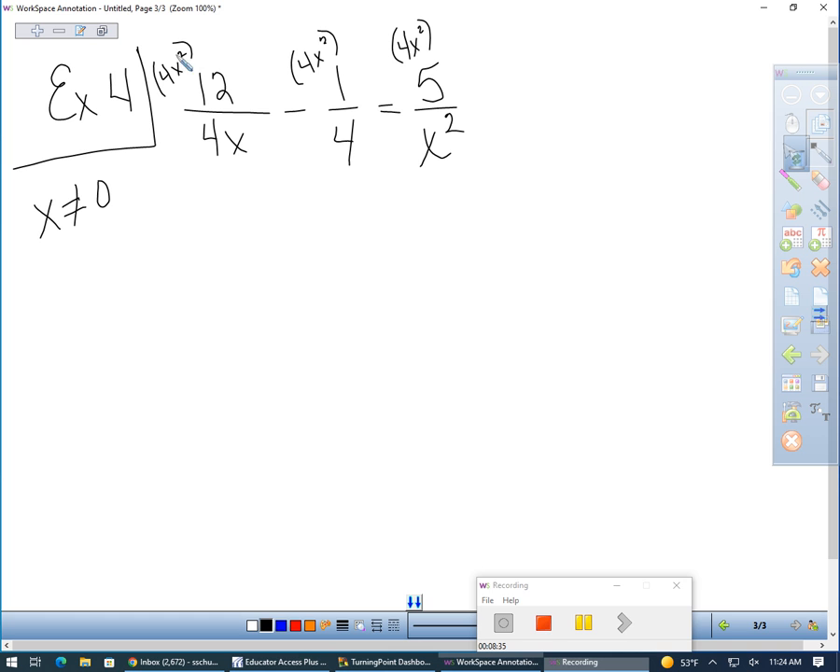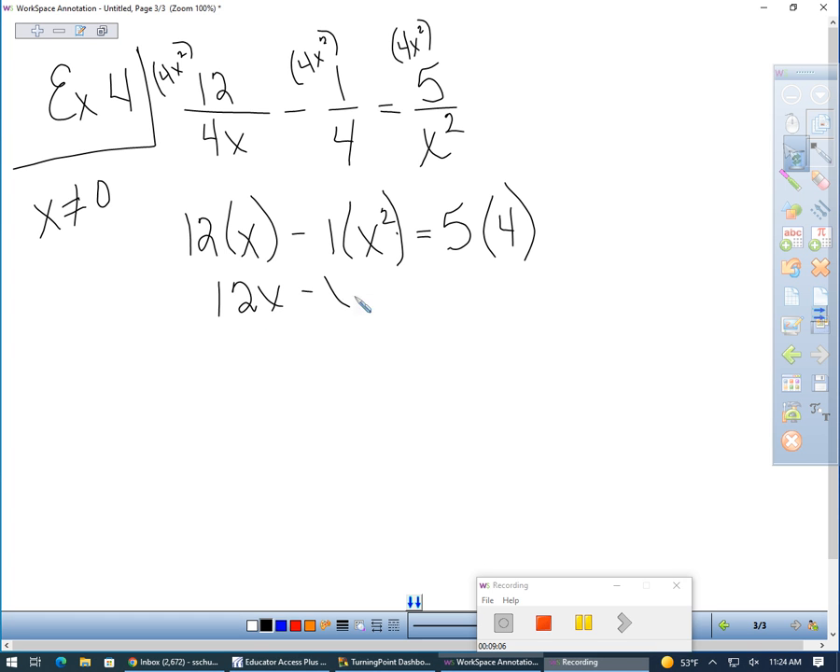So in this one, the 4 and 1 of the x's will cancel. Or you can look at it as, what factor is this first term missing? It's missing one of the x's. So I'm going to multiply by x. Minus. In this one, we have a 4, but we don't have either of the x's. So we have 1 times x squared. And in our last one, we have x squared, but the 5 is missing a factor of 4. So we're times by 4. So we have 12x minus x squared equals 20.